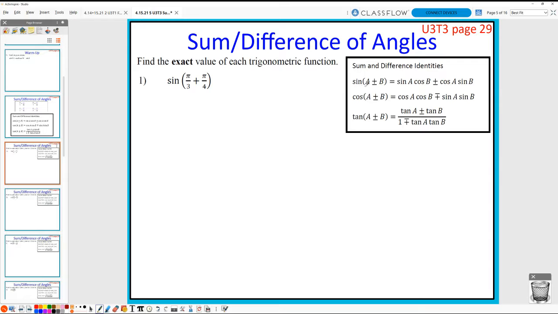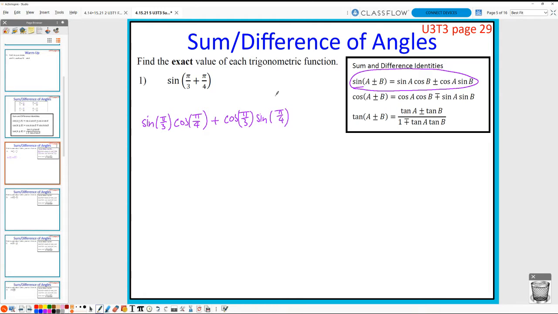All I'm going to do is take a look at what the identity is from what's given to me. So sine of a, so sine of pi over 3, multiplied by cosine of b, cosine of pi over 4. Now be careful, for the sum and difference for sine, the addition or subtraction will match. So this is addition, so plus cosine of pi over 3 multiplied by the sine of my second angle, pi over 4.